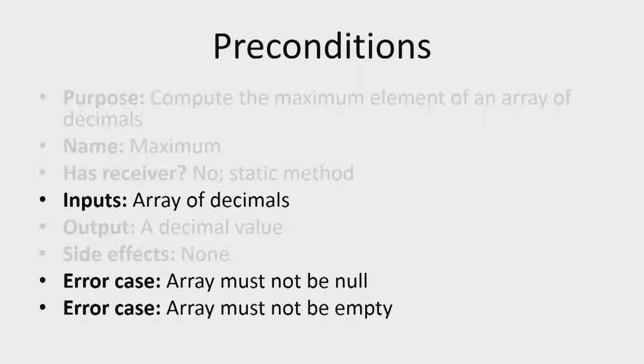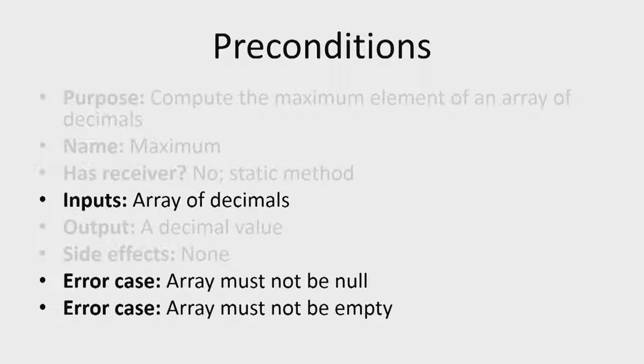I've grayed out a bunch of this and just highlighted the things that have to be true before the method executes successfully. So the input has to be an array of decimals. The array must not be null. The array must not be empty. We know all of that. And the computer sciencey term for this is that these are the preconditions of the method. These are the things that must be true before the method can successfully return a result.